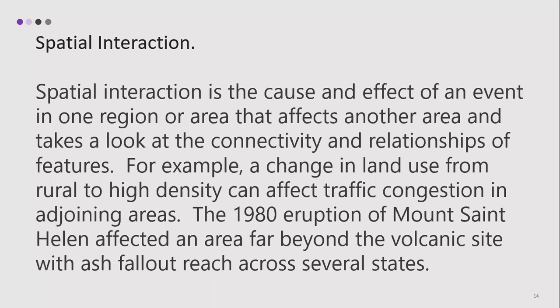Spatial interaction is the cause and effect of an event in one region or area that affects another area, and takes a look at the connectivity and relationship of features. For example, a change in land use from rural to high density can affect traffic congestion in adjoining areas. Right? That is rural-urban interaction. In 1980, the eruption of Mount St. Helens affected an area far beyond the volcanic site, with ash fallout reaching across several states. Right? So that is the simple one.